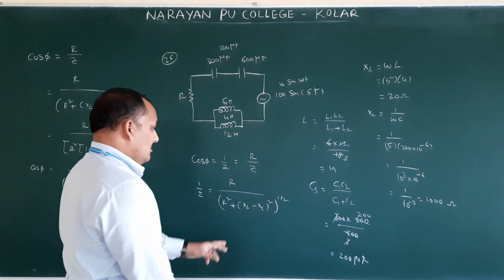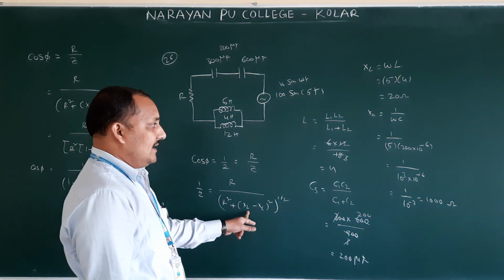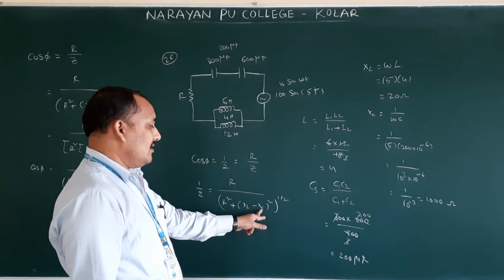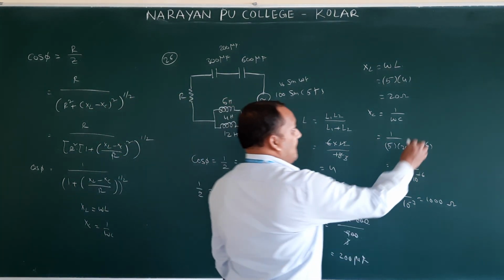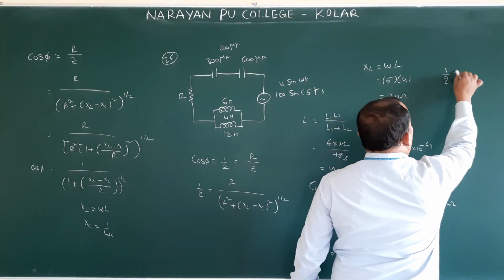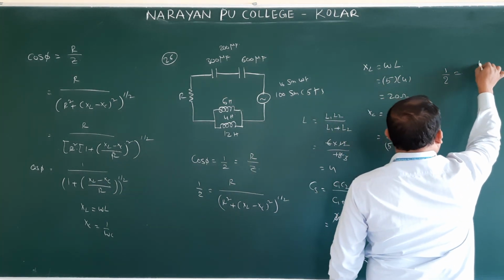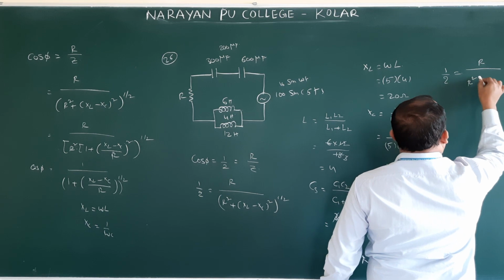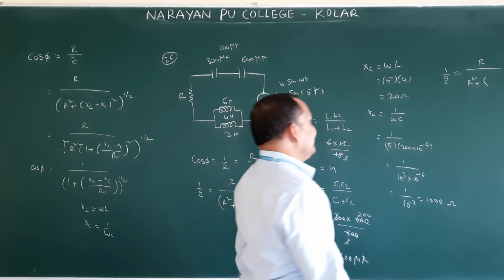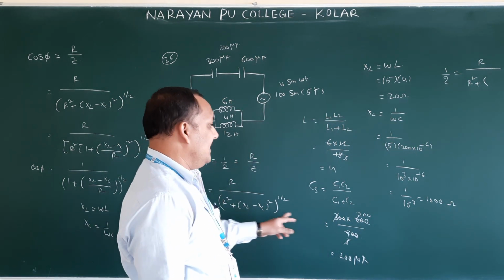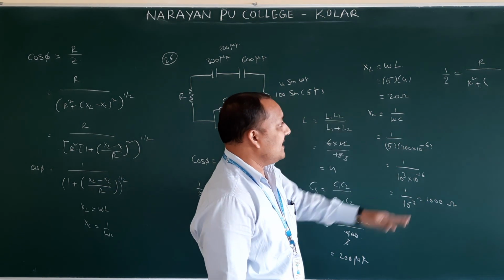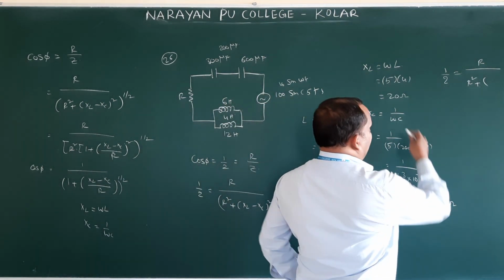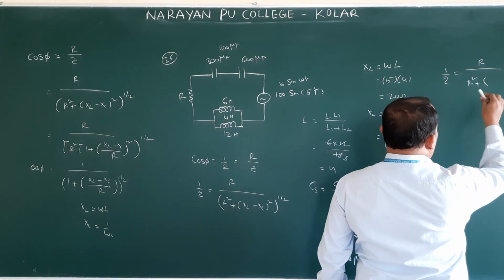So you can substitute here. XL minus XC or XC minus XL, both will be the same. 1 by 2 is equal to R by root of R square plus XL minus XC whole square. XL minus XC means 1000 minus 20. Correct? So 1000 minus 20, that is nothing but, how much will you get?